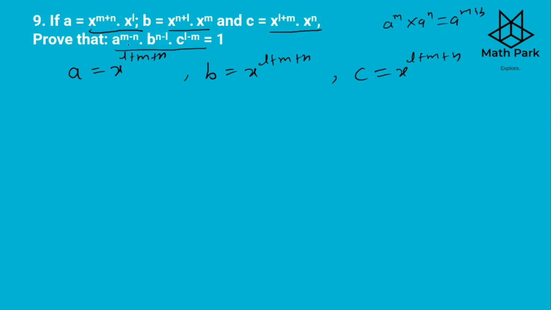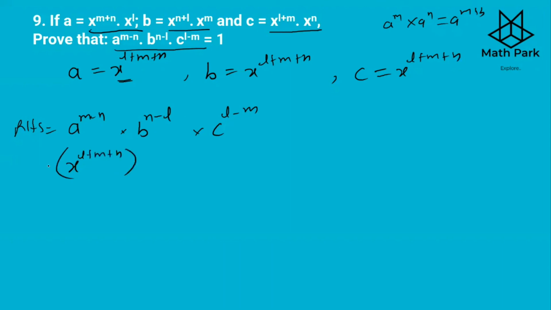So let us take this one. We'll take the RHS of this, which is a raised to m minus n into b raised to n minus l into c raised to l minus m. Now, in place of a, we will put this. We write x raised to l plus m plus n.